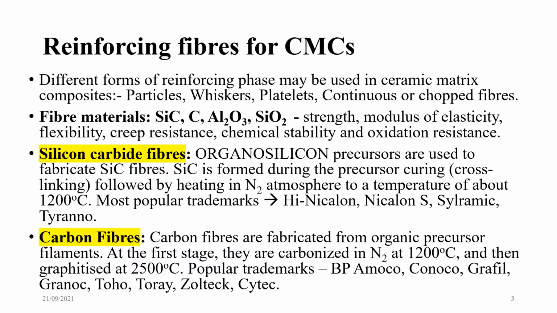So coming to reinforcing fibers for CMCs, different forms of reinforcing phase may be used in ceramic matrix composites. By now we know what is particle, whiskers, platelets, continuous or chopped fibers. What are the typical fiber materials for ceramic matrix composites? Silicon carbide, carbon, alumina, silica. As you can see, these are ceramics. The strength and modulus of elasticity, flexibility, creep resistance, chemical stability, oxidation resistance. These are the important parameters which decide whether we can opt for ceramic as a fiber material.